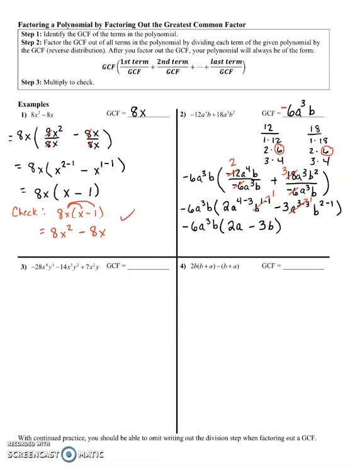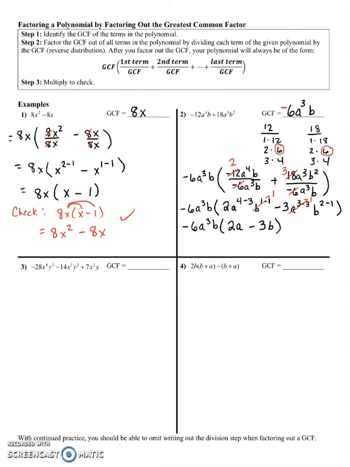Okay, we'll finish up these last two problems in section 6.1. So, let's see what we have here. Goodness gracious me. We have 28, 14, and 7.